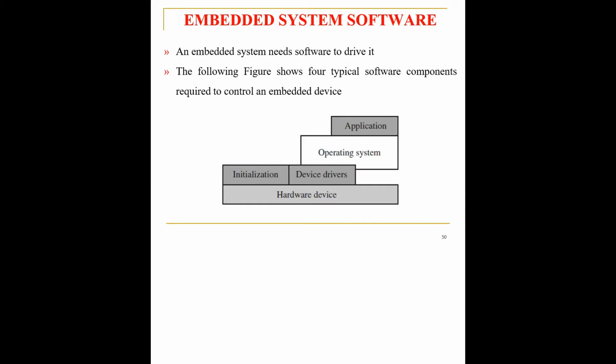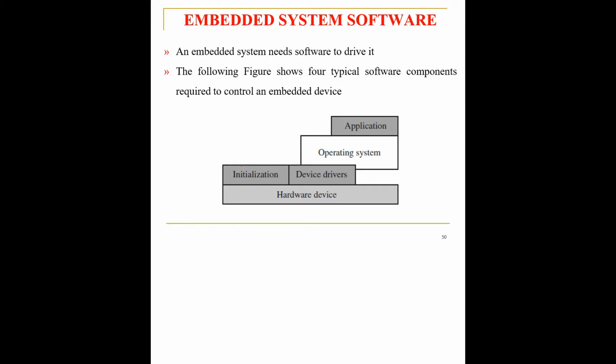You can see in the figure that the embedded system is made up of four components, which use a higher level of abstraction to separate themselves from the hardware device. What you can see here is a hardware device. So the basic software components used in the embedded system are: one, initialization code; second, operating system; third, device drivers; and the fourth, application.